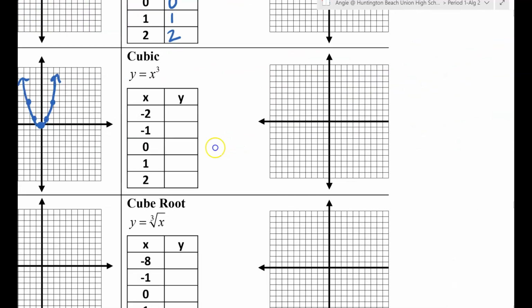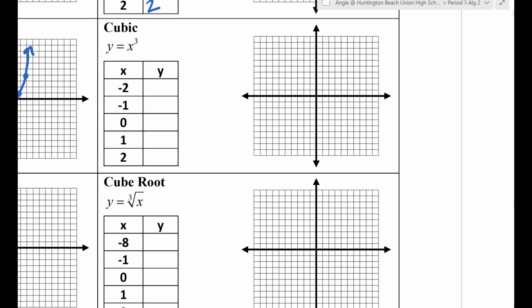Then you also studied the cubic. Now the cubic, I can have negative outputs because it's an odd power. So -2 to the third is now -8. You should be able to get the inputs and outputs super quick. So -2 is now -8, -1 is -1, 0 is 0, 1 is 1, and 2 is 8. Just like that.